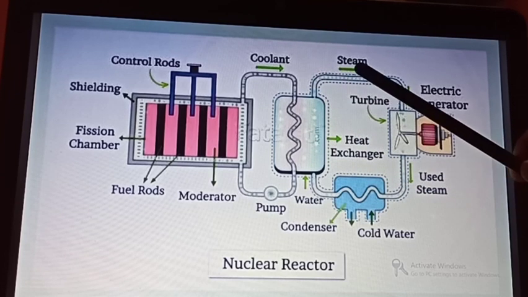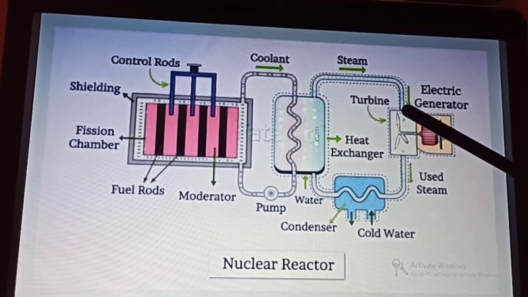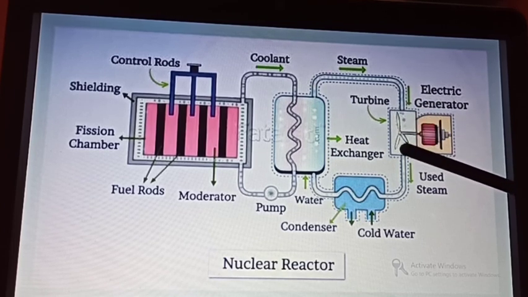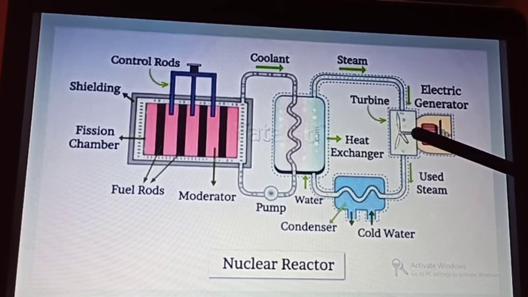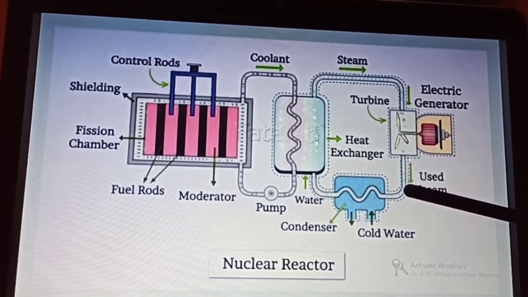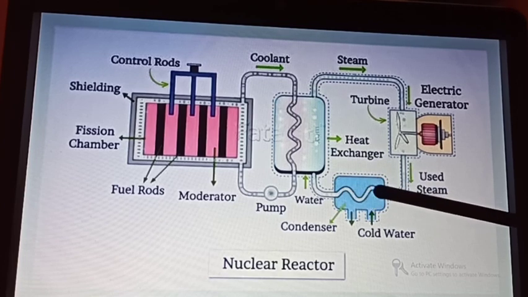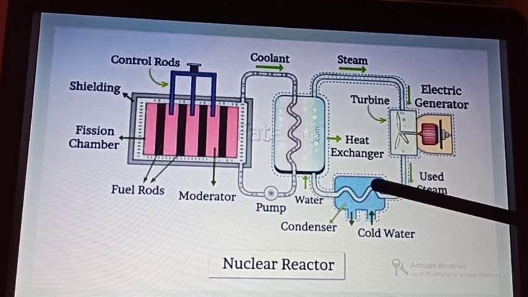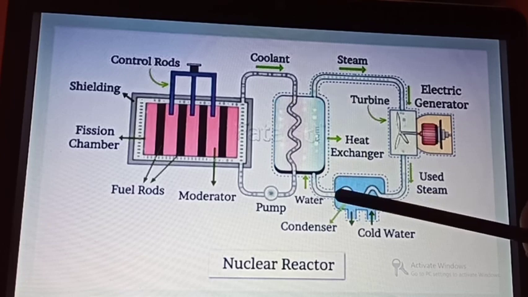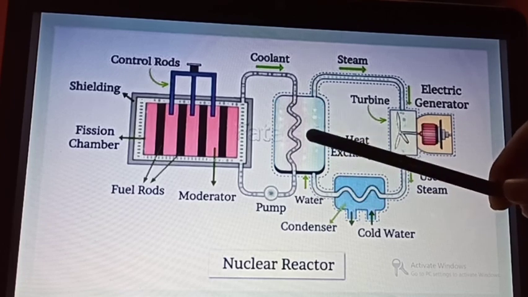This steam is allowed to move through this side, and as a result it will move the turbine of the generator. Then the generator generates electricity, and then this water is allowed to pass through here. Here cold water is there. Then again the steam present here is condensed, and water droplets will form, and again it is allowed to pass here.